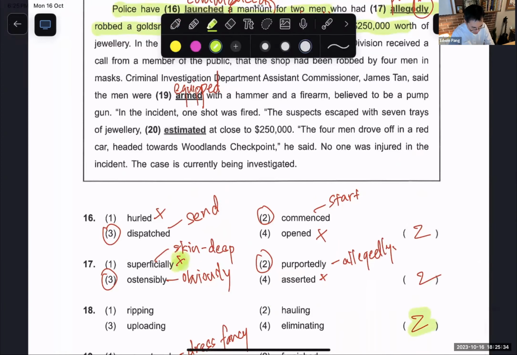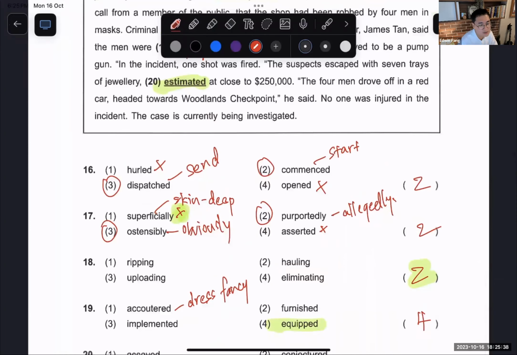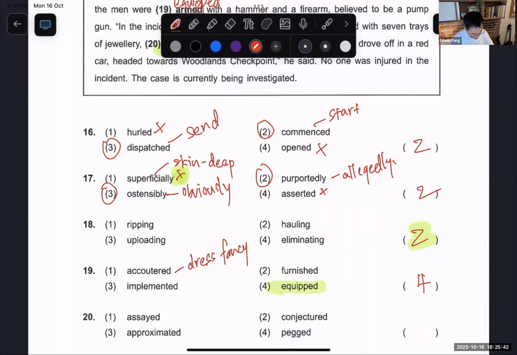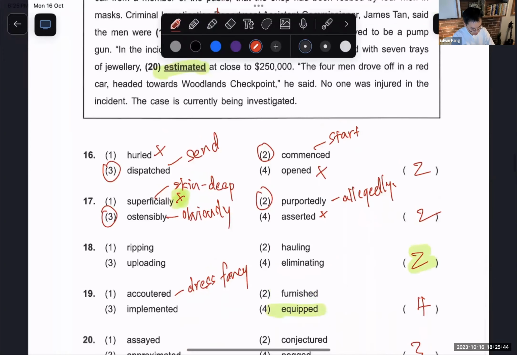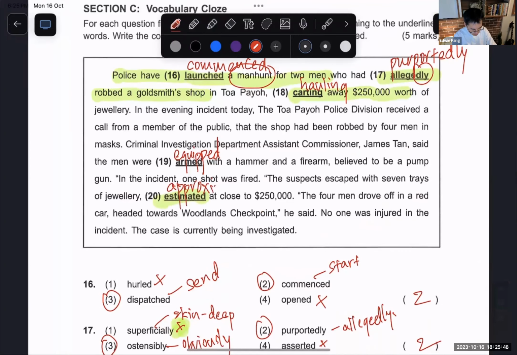Okay, last one. Estimated. Estimation in maths. Another word for estimation in maths is what? Yeah, approximation. The answer is number 3. So again, approximated means estimated, kind of like roughly gauged to be around that amount. Yay, are we done? We are done.